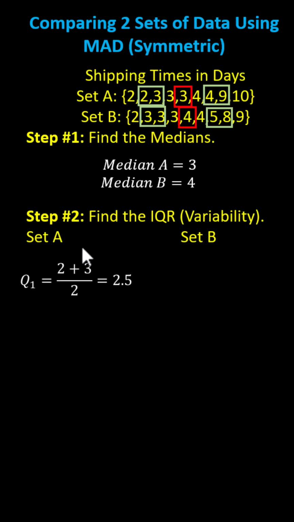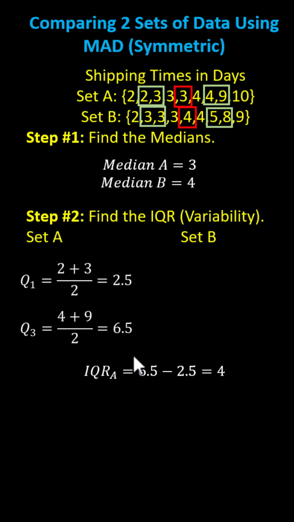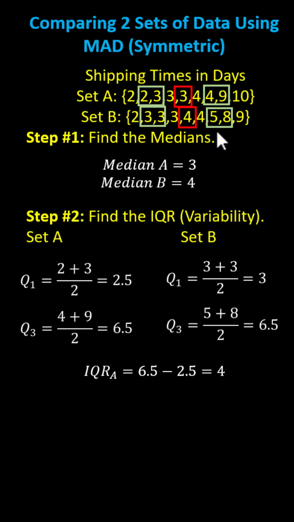Quartile 1 equals the sum of 2 and 3 divided by 2, which is 2.5. Quartile 3 is the sum of 4 and 9 divided by 2, which is 6.5. The interquartile range for set A is the difference of 6.5 and 2.5, which is 4. Moving on to set B, quartile 1 is going to be just 3, and quartile 3 is the mean of 5 and 8, which is 6.5. The interquartile range for set B is 6.5 minus 3, which is 3.5.